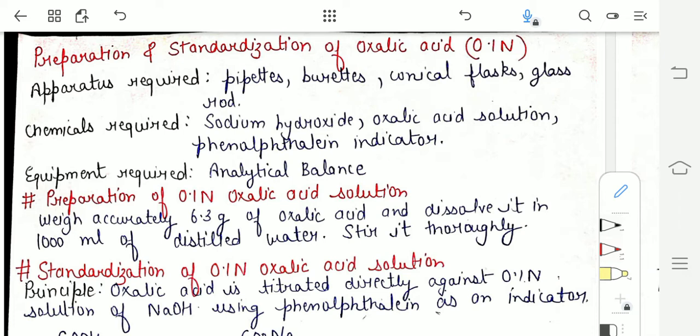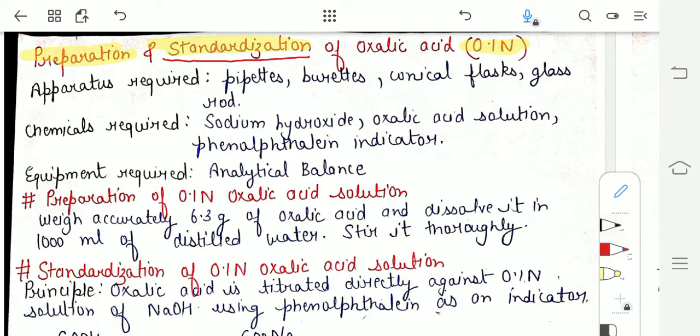So welcome everyone. In this video we will talk about the preparation as well as the standardization of oxalic acid of strength 0.1 normal. If you want to better understand what exactly this standardization is, you can go and check out my other video. Here we will directly begin with our topic.